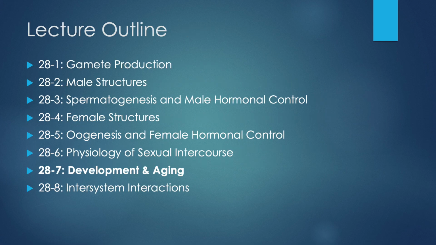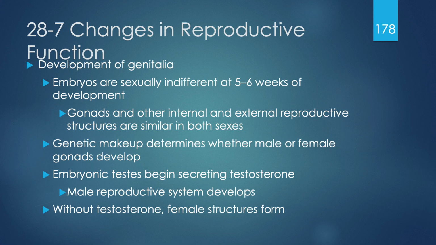Let's look at section 28.7, development and aging. In Chapter 28, we're going to limit our discussion to changes in reproductive function, such as the development of genitalia. We'll discuss development and inheritance in more detail in the next chapter, which is Chapter 29. Go ahead and read ahead. It's really fascinating, and I think you're going to love it.